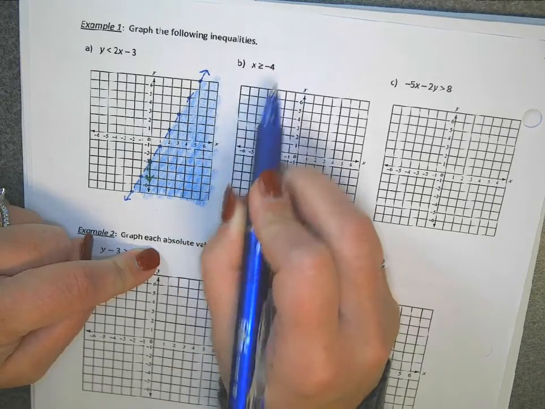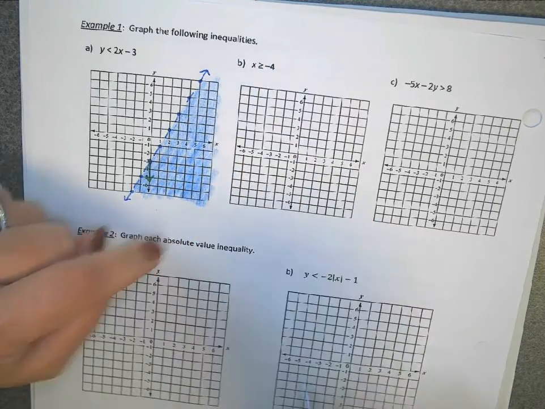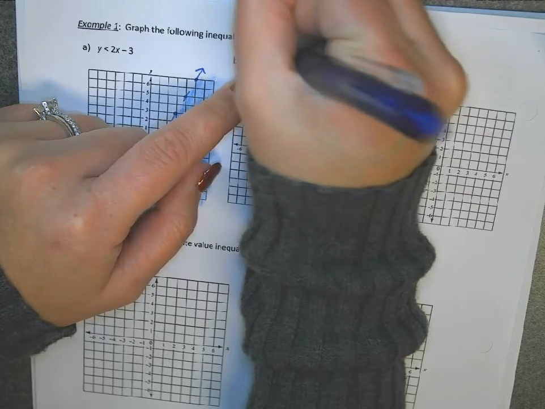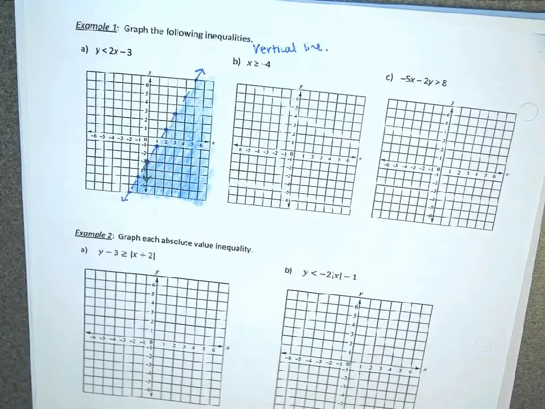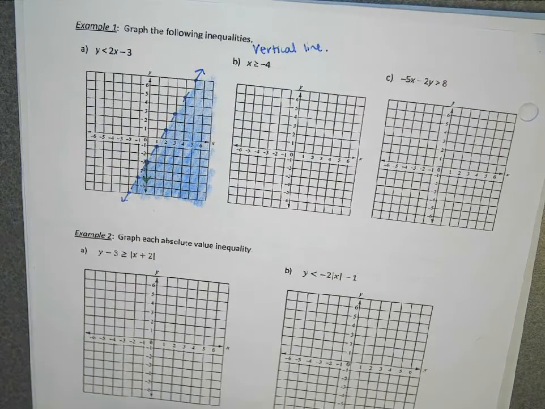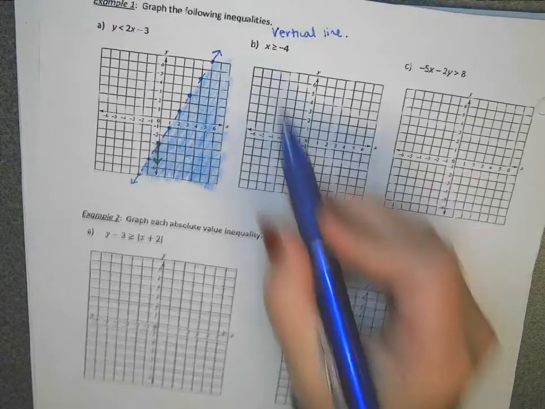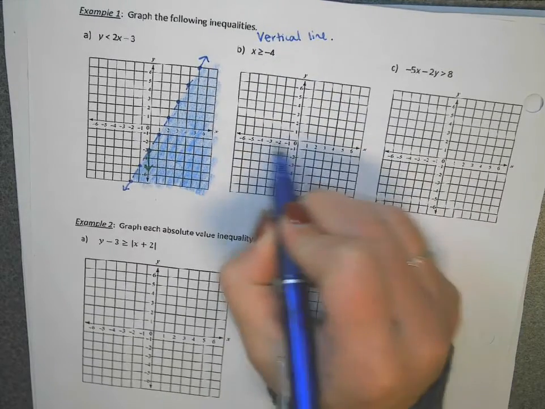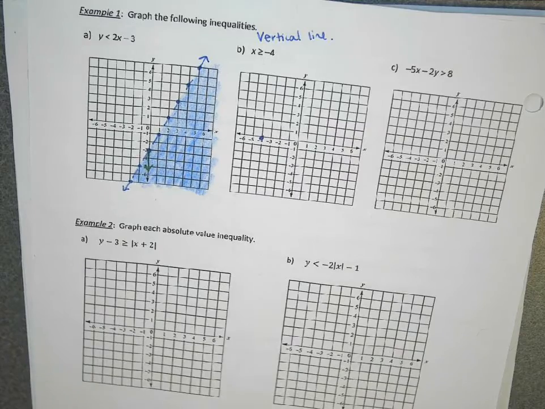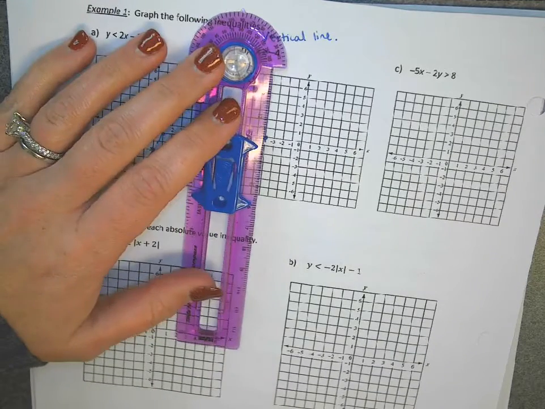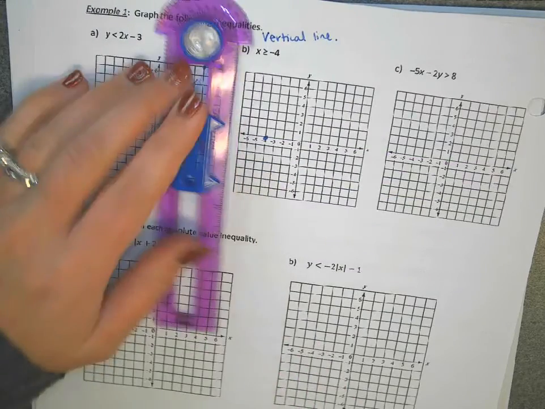X is greater than or equal to -4. This is a vertical line. Remember, an x equals or a y equals, those are the only equations that do not need an x and a y. They're special. They're either a vertical line or a horizontal line. The x equals goes through the x-axis at -4. So it would make sense for that to be a vertical line, because if it was a horizontal line, it would just be the x-axis. So it's a vertical line.